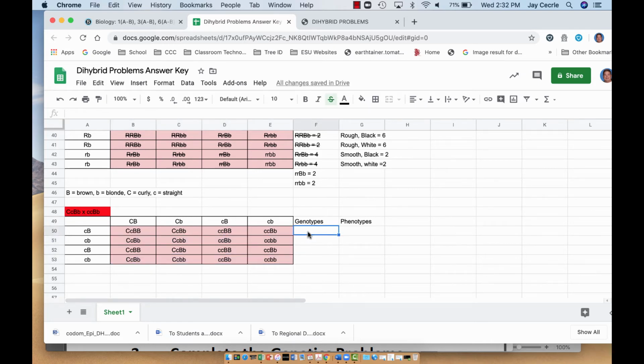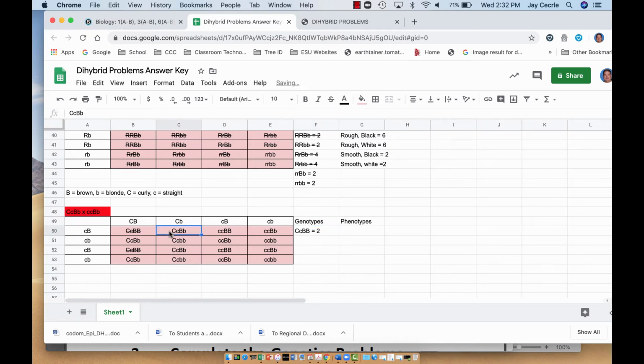Okay, genotypes. I'm going to start with the top left one here. Big C, big B, big B. I know there's one here, and I know there's one here. And that's all I see. Okay, so there are 2 of those.